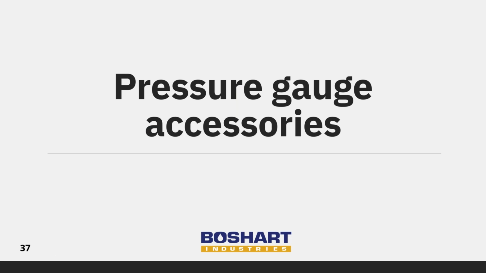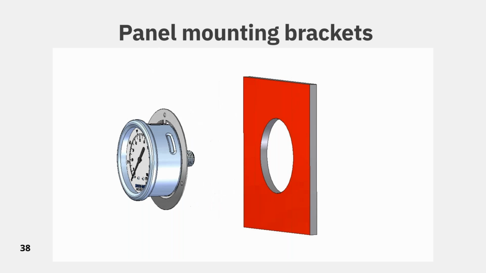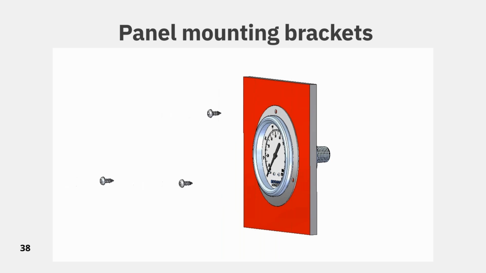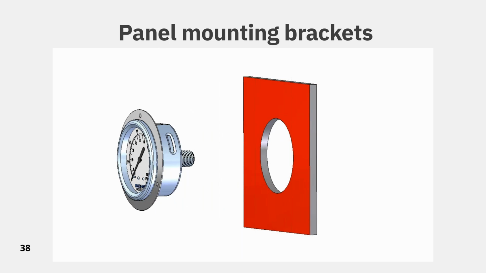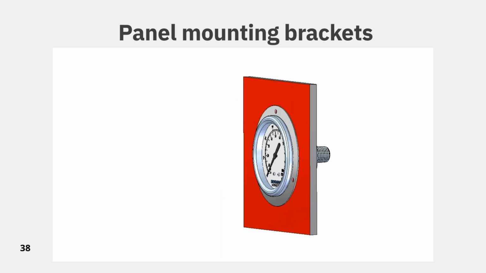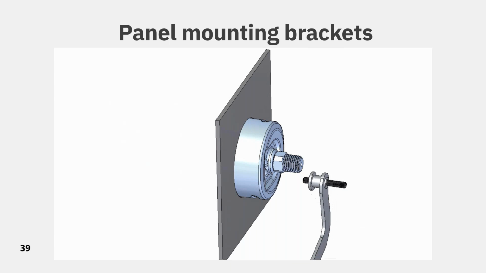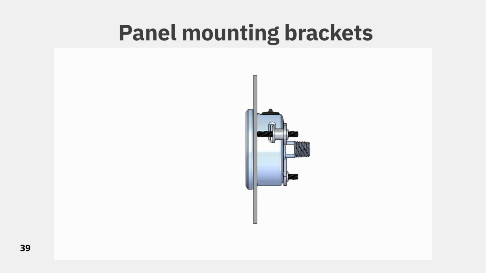Now we will look at some pressure gauge accessories. If you don't want the plumbing behind the gauge to be visible, there are 2 mounting bracket options available for sealed case gauges. The first is a front flange system. Here, the bracket is visible when installed. The second is a concealed rear mount U-clamp system. Here, the mounting clamp is hidden behind the panel.